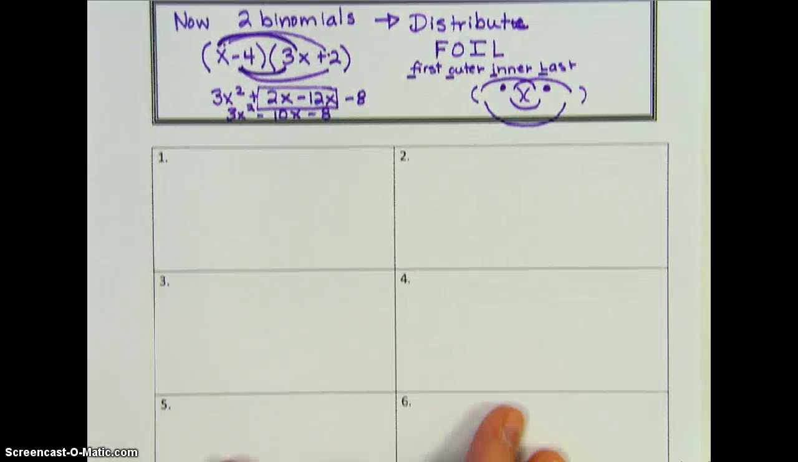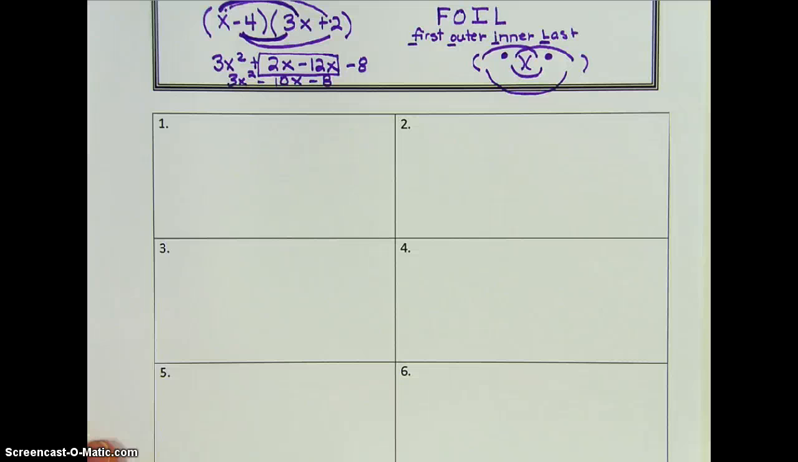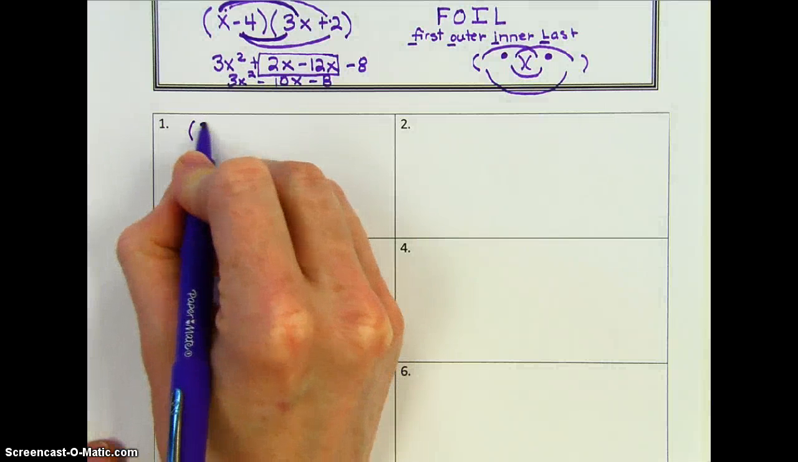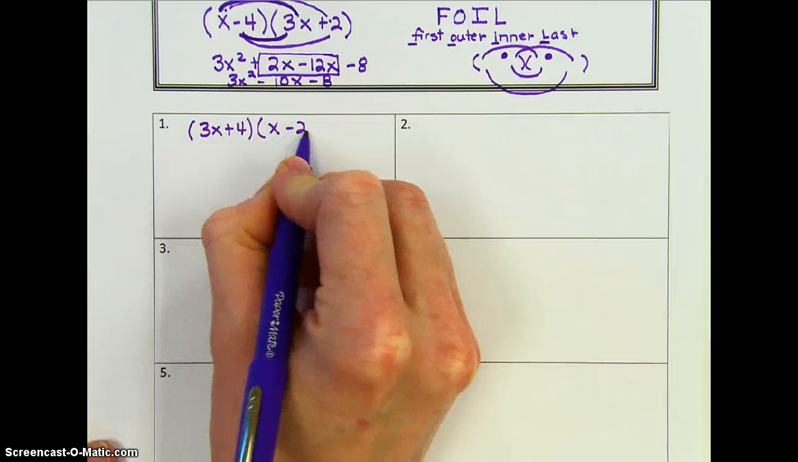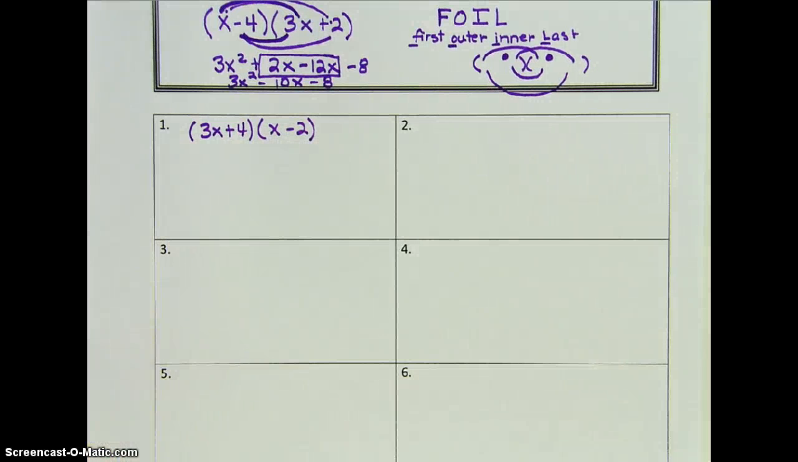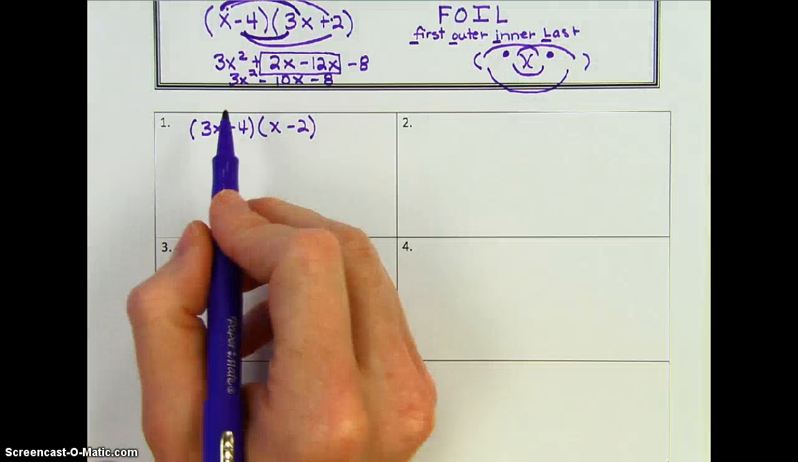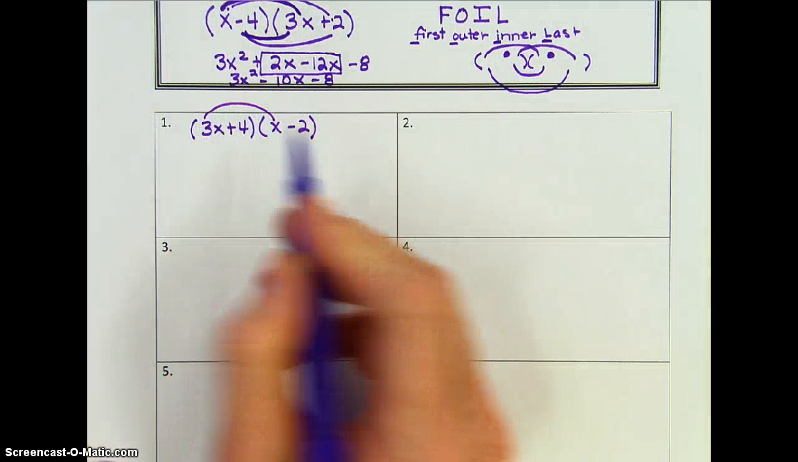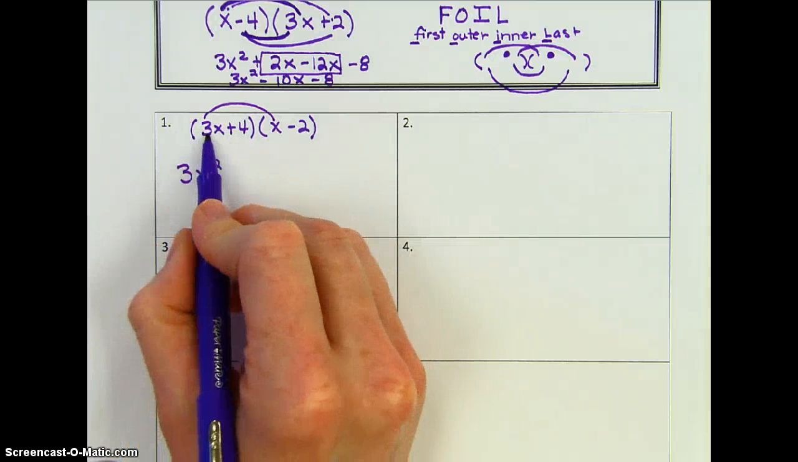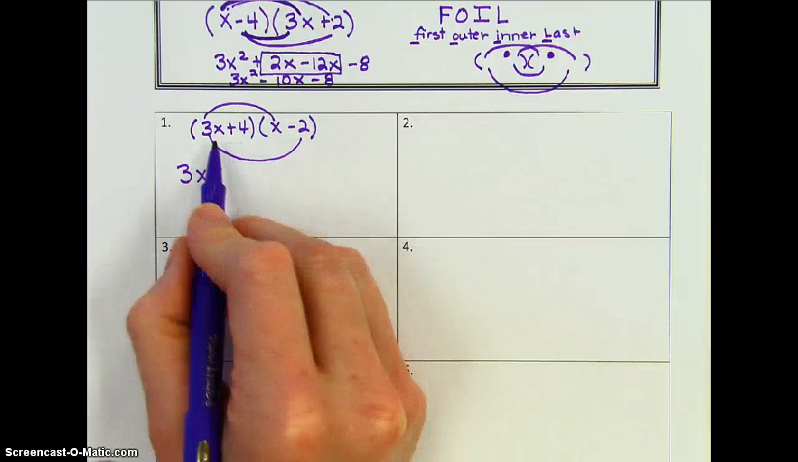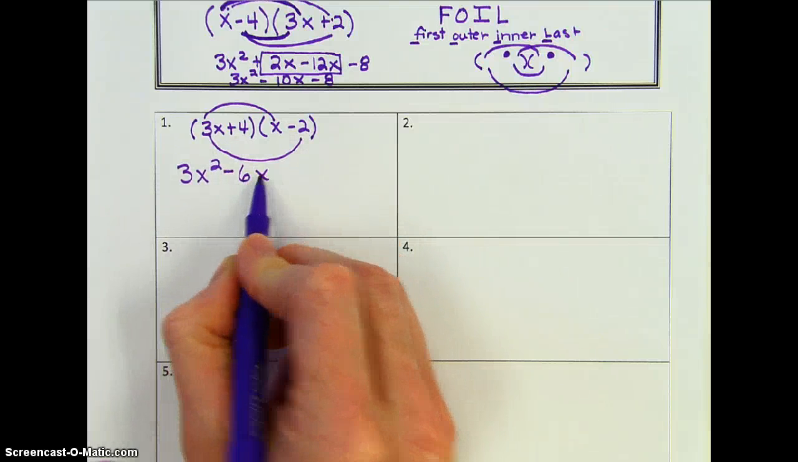So let's try one down here. Please go to number 1 and write down 3x plus 4 times x minus 2. And now look at it. It's two binomials, therefore you distribute. Now, since it's two binomials, we can use FOIL. So if we do first, 3x squared, we do outer, that's negative 6x.